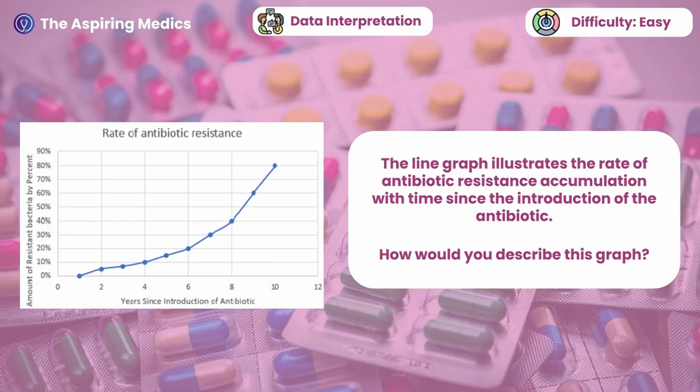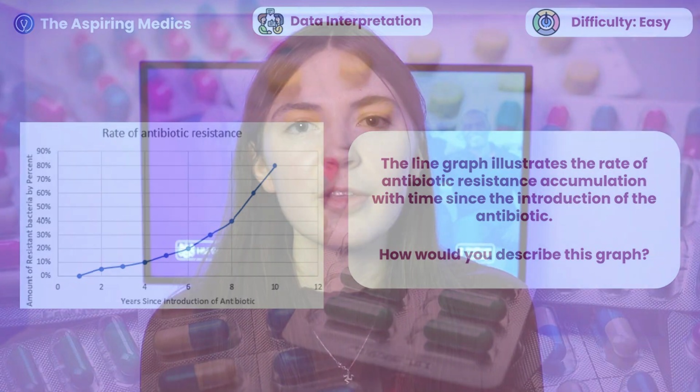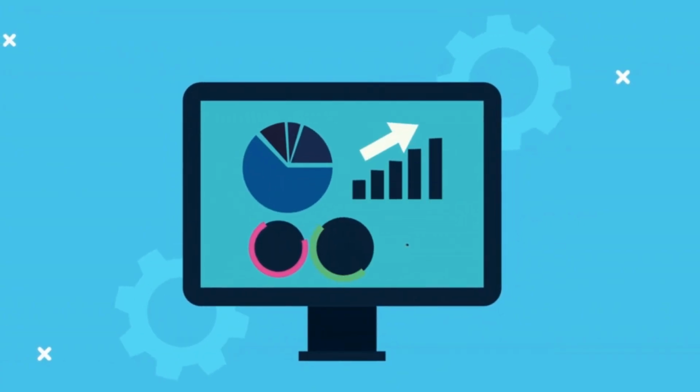The line graph illustrates the rate of antibiotic resistance accumulation with time since the introduction of the antibiotic. How would you describe this graph? So, looking between years 1 and 6, we can see a roughly linear increase in the percentage of resistant bacteria.